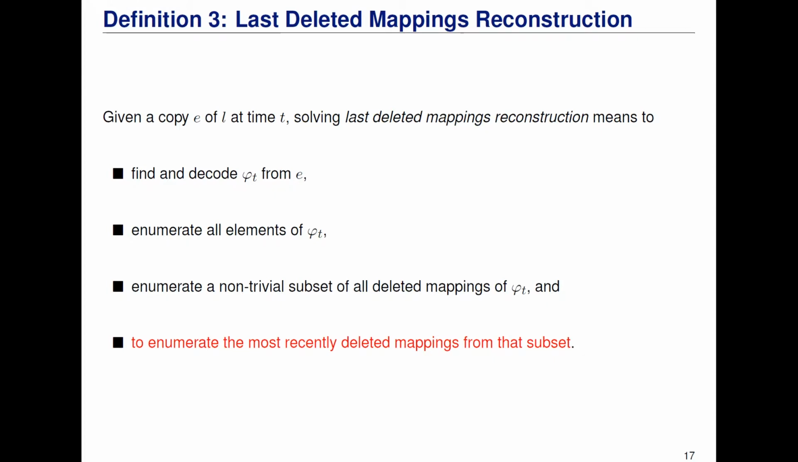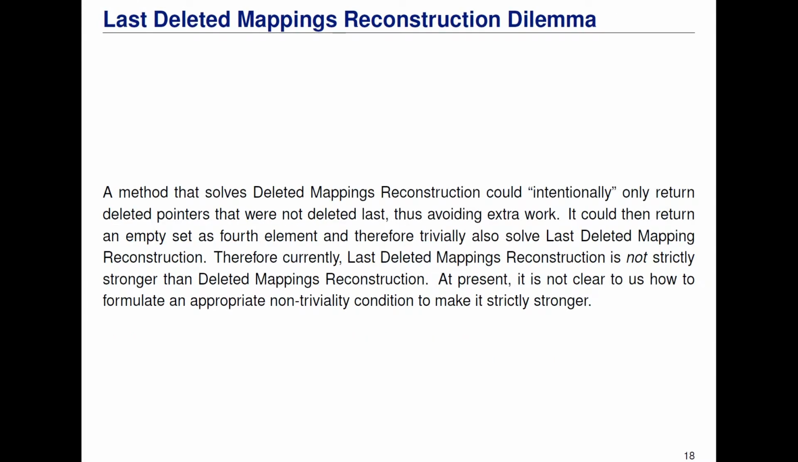We have a little dilemma here: the deleted mappings reconstruction and the last deleted mappings reconstruction could be folded together, because the empty set might be added. So if you have any idea how we could formulate this constraint better, to distinguish between the deleted mappings and the last deleted mappings reconstruction, we would really like to hear your feedback.